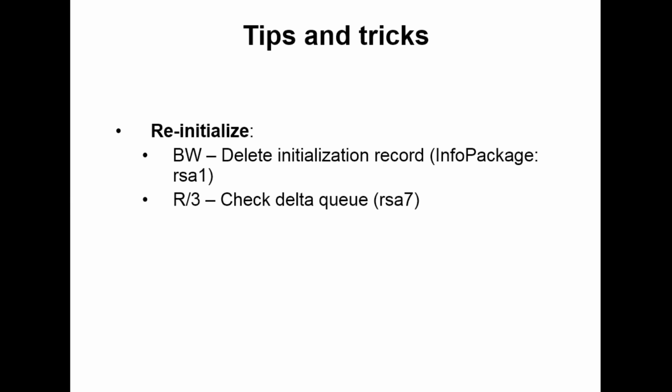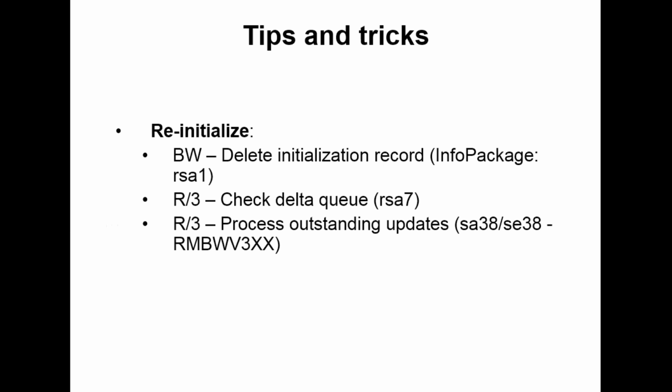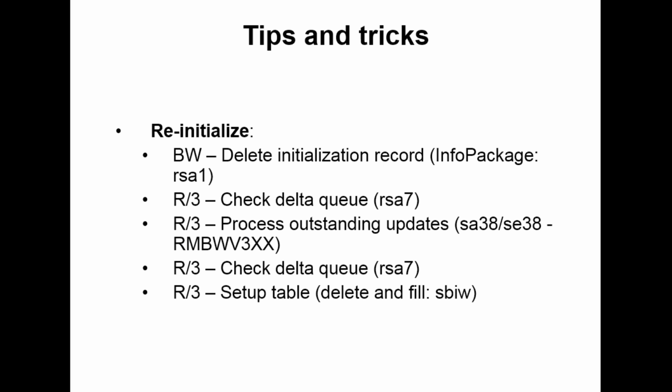Then on the ECC side, we need to check in delta Q whether that particular data source is available or not. Once we delete the initialization record in BW, that will delete that particular data source entry from delta Q also. To cross check, we need to go and check in RSA7 whether it is available or not. Then process outstanding updates. If there are any outstanding updates, those need to be processed. Then check RSA7 again. Then we need to delete the setup table data.